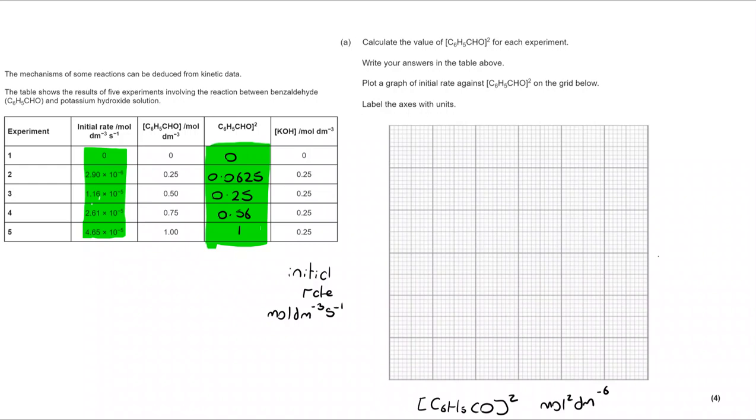You will see there that I have remembered to change my units because I'm squaring the concentration. I also square the units. Mole squared, dm to the minus 6. The initial rate units you do need to be familiar with.